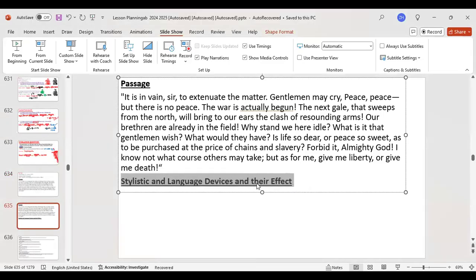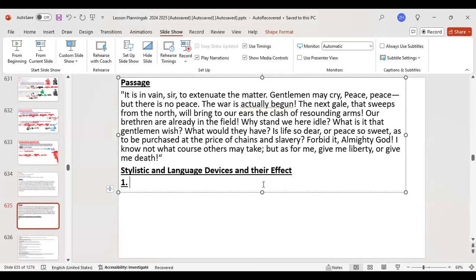Do we have to write stylistic and language devices? Yes, you have to write it. All right. Repetition. The first one is repetition. Repetition of what? What is repeated?